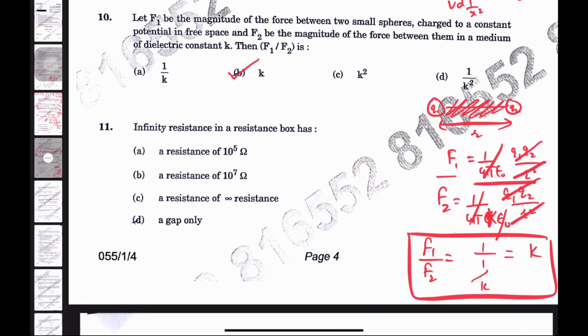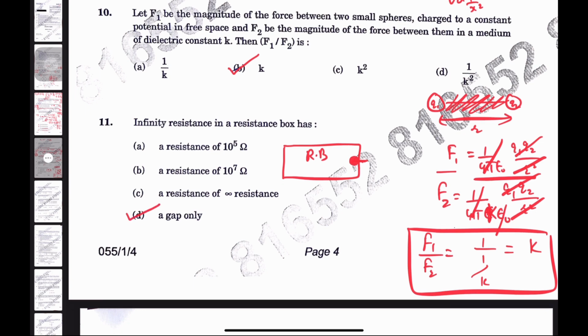Then the 11th question is, infinity resistance in a resistance box has. I hope many of you got confused with this question, because in the first go even I got confused for the very first time. But then again rereading it, we have infinity resistance in a resistance box. The resistance box is the one we make use of when we have to conduct experiments. In that resistance box, we have here infinity resistance. So what is this infinity resistance? This infinity resistance is just a gap. It is only a gap in the resistance box.